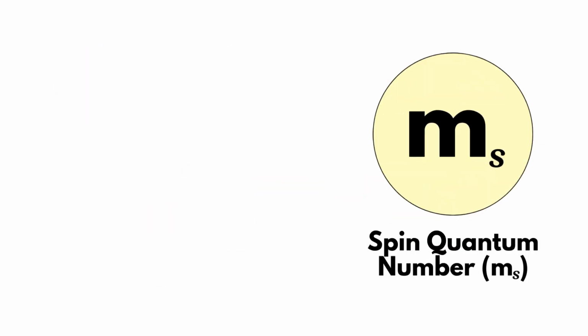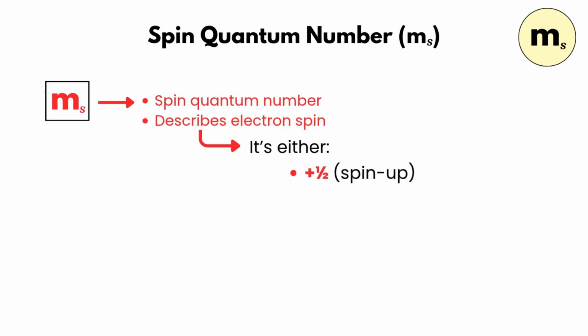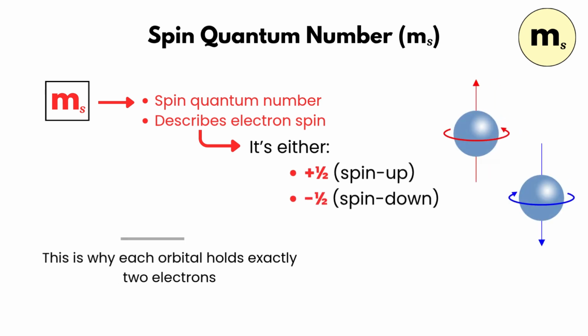Spin quantum number, m sub S. Finally, the spin quantum number, m sub S, describes electron spin. It's either plus 1/2, spin up, or minus 1/2, spin down. This is why each orbital holds exactly 2 electrons, 1 up, 1 down.